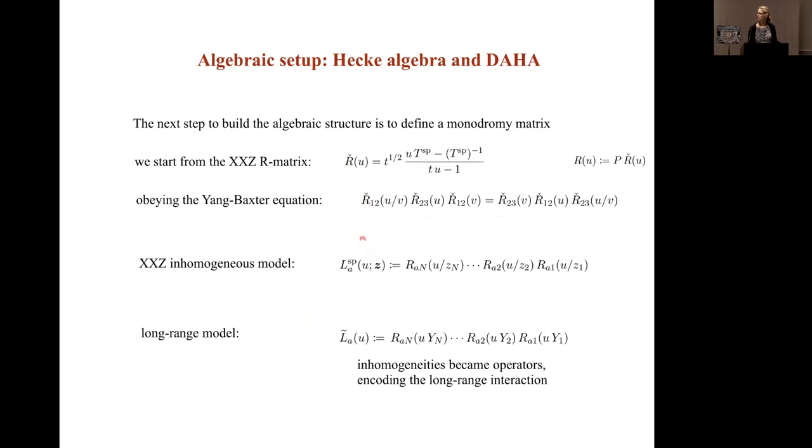So one thing you can do is to take the product, as usual, of these R matrices, and introduce, for example, Z's as inhomogeneities. It is not clear what this object will be, but you can do it, and you get something which resembles what we know from nearest neighbor or inhomogeneous models. But to get the integrable structure of the long-range model, instead of using these inhomogeneities, you use these commuting operators, which are the Y's.